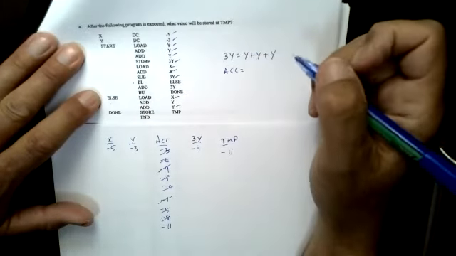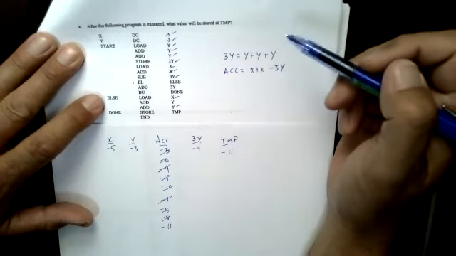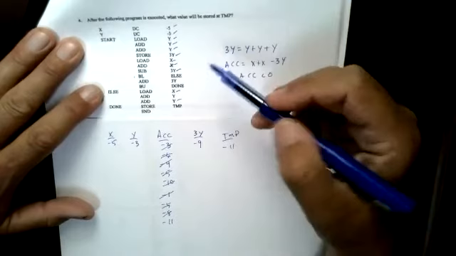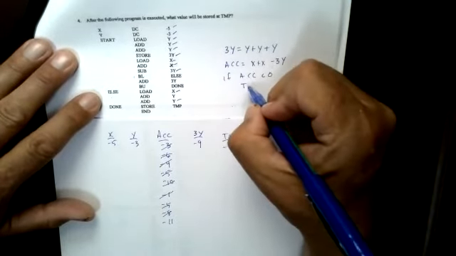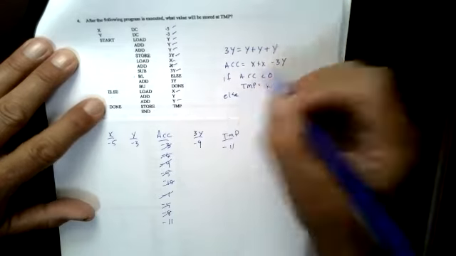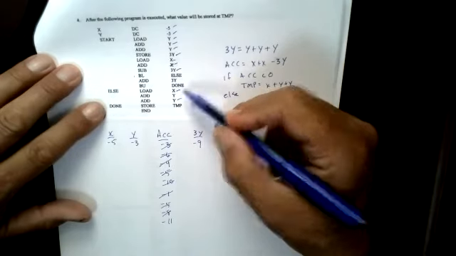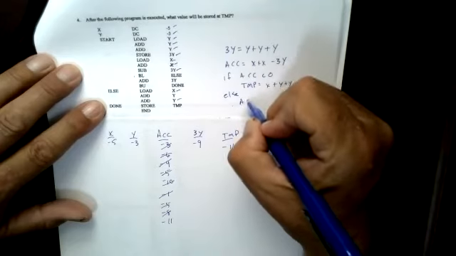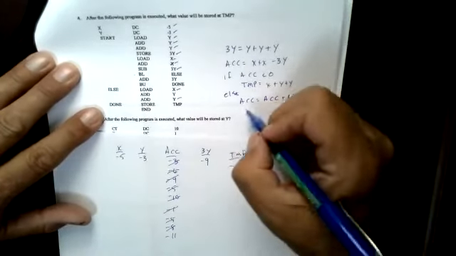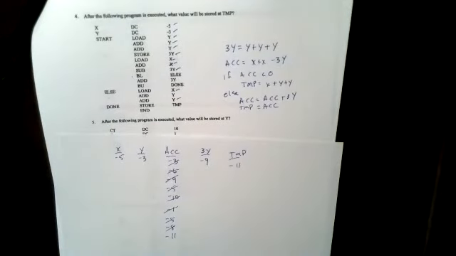ACC equals x plus x minus 3y. If ACC is less than 0, I would go to temp equals x plus y plus y. Else, if it was not less than 0, I add 3y: ACC equals ACC plus 3y. And then store that in temp. Temp equals ACC, kind of deal. Something along those lines.